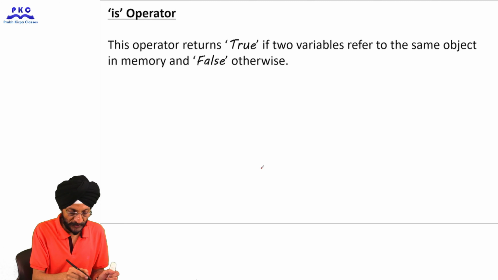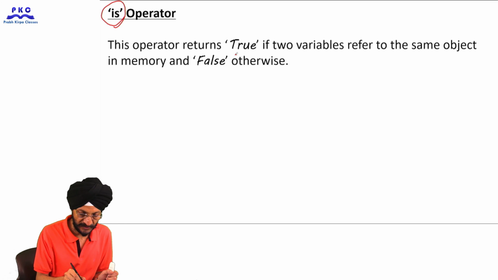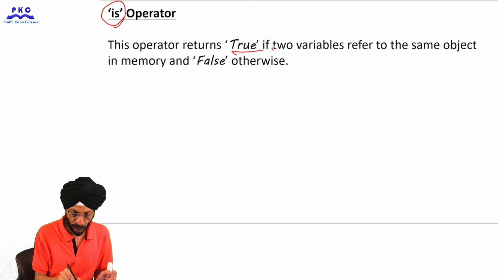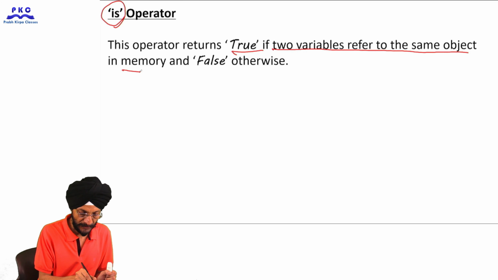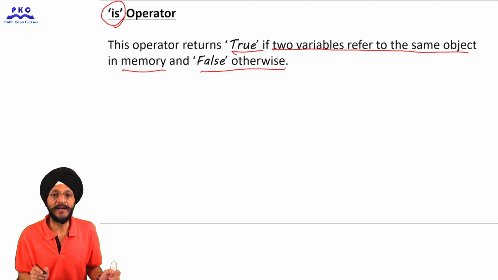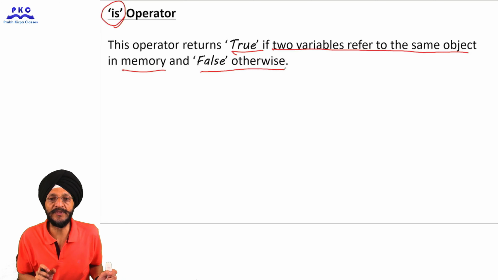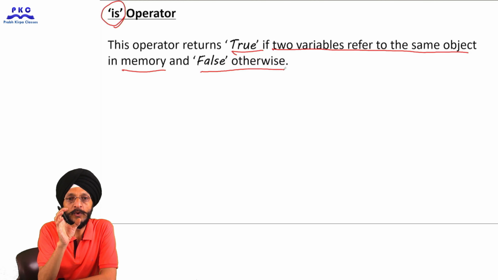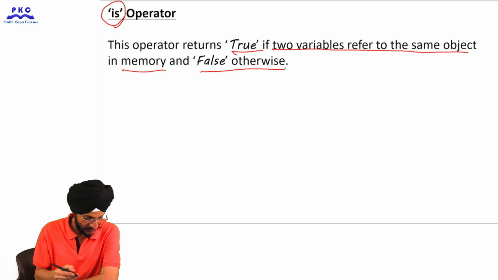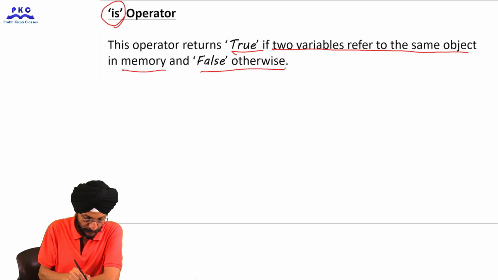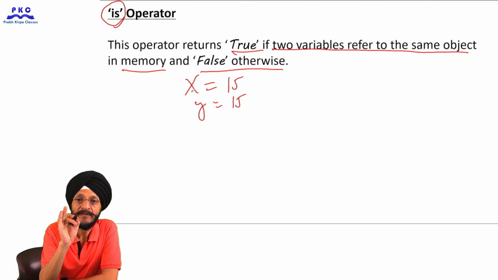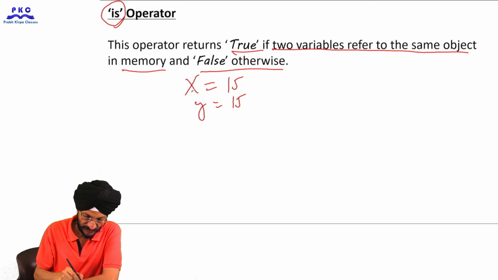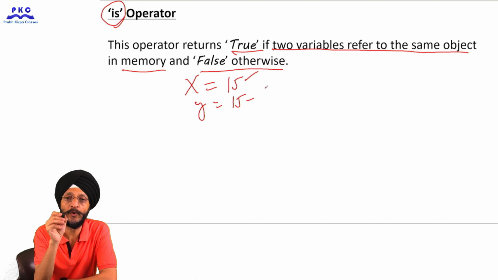This is operator returns true if the two variables refer to the same object in memory, and this operator gives the output false if the two variables do not refer to the same object in memory. We understand the same with the help of example. Suppose we write x is equal to 15, y is equal to 15. X is a variable, y is also a variable. 15 is the value contained therein, or 15 is the object.